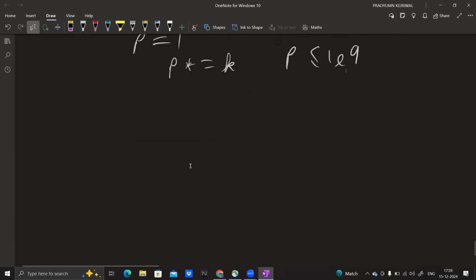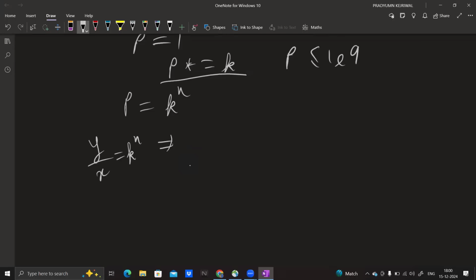So this is clear. Now if I have the value of P, what do I do with it? That is the question. I had defined P to be K to the power N. So we want our y by x to be K to the power N, which means y by x is equal to P, which means y equals Px. That is the equation.